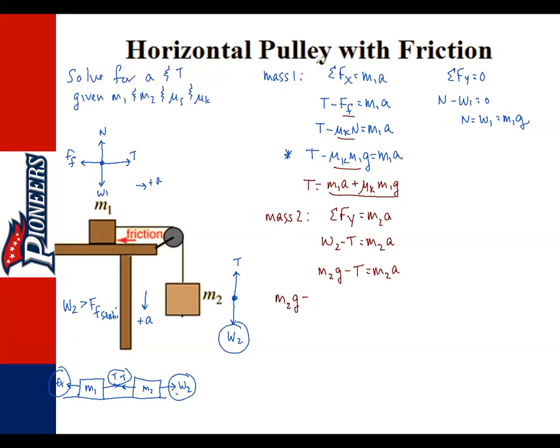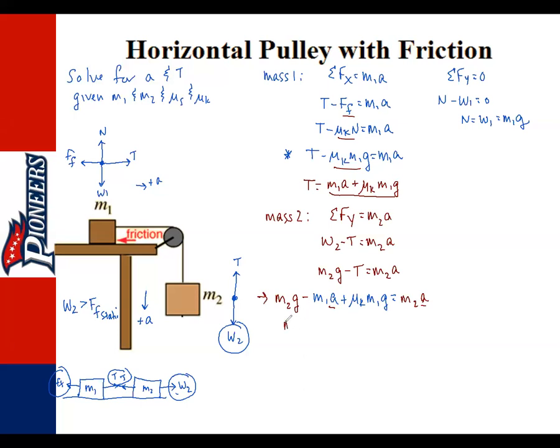M2G minus, you do this in a different color, right? So it's M1A plus the coefficient of kinetic friction, M1G equals M2A. Now what do I have here? I have a big expression that doesn't have tension in it at all, but it has acceleration. So what do I want to do? Well, we know the masses, we know G's 10. The thing I don't know is A, but I have it here and I have it here. So we need to combine like terms, right? Remember learning that in algebra?